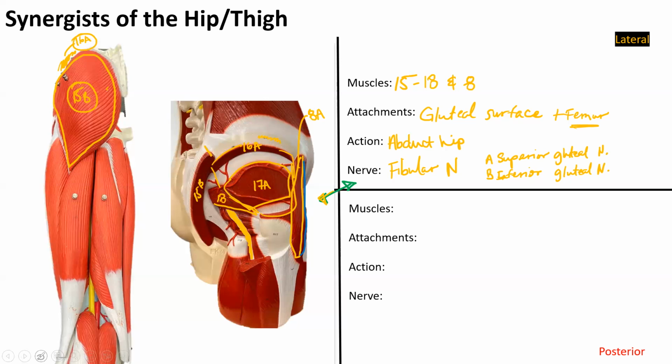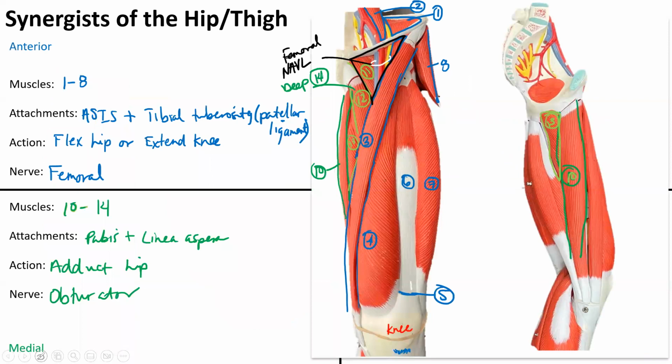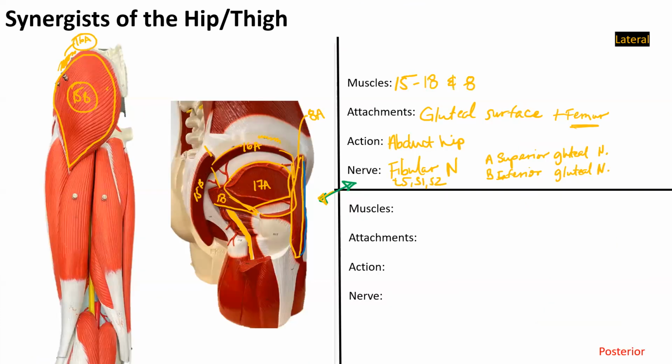Otherwise, segmentation, know the basic segmentation, which I guess I should put on here. This is L5, S1, S2. And then if we come back here to femoral, femoral is L2, L3, L4. And we're going to see that obturator is L2, L3, L4. That's the segmentation I want you to know, okay?